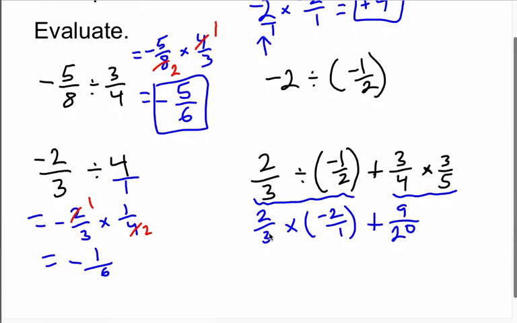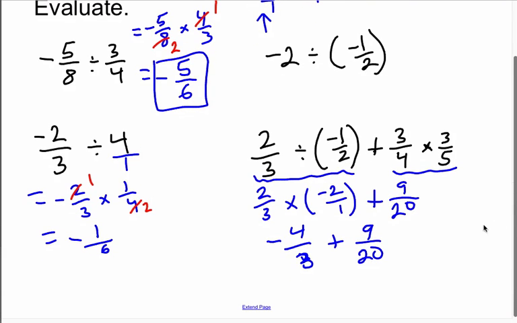Alright, so here we'll have positive times negative. It's going to give you a negative number. And that's going to give you 4, and 3 times 1 gives you 3. Alright, so we got -4/3 plus 9 out of 20.